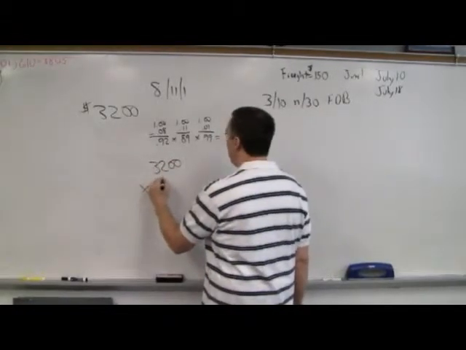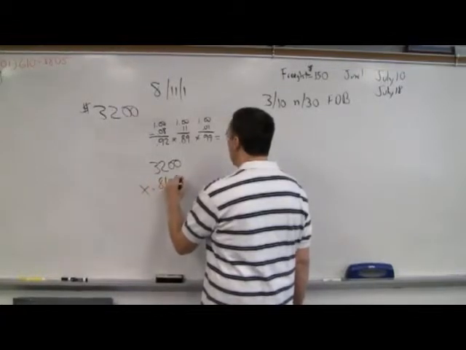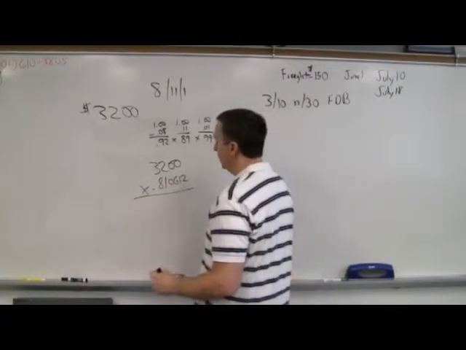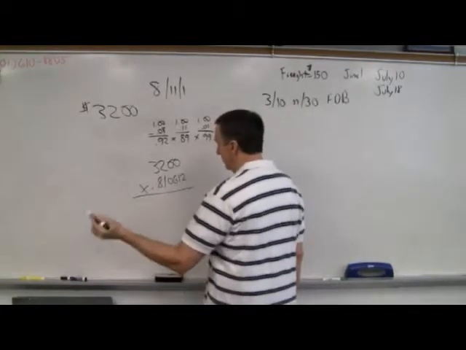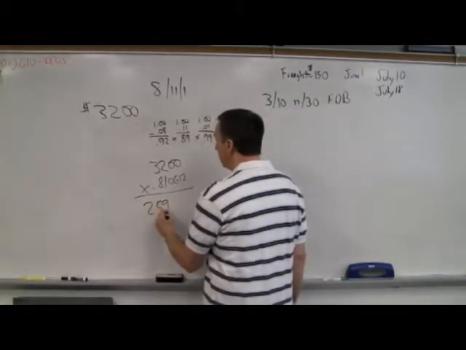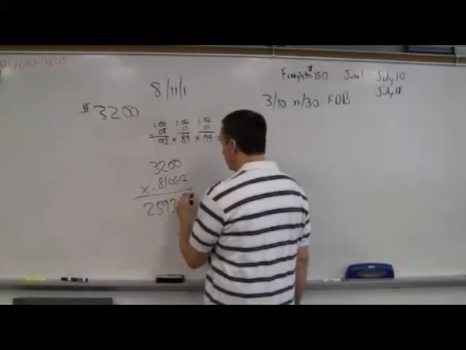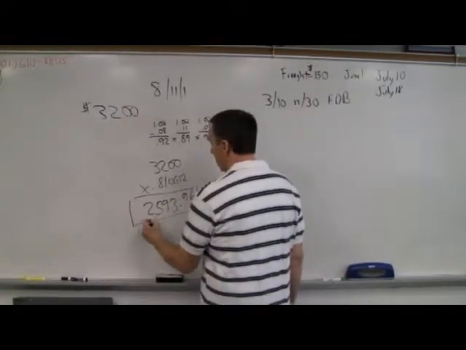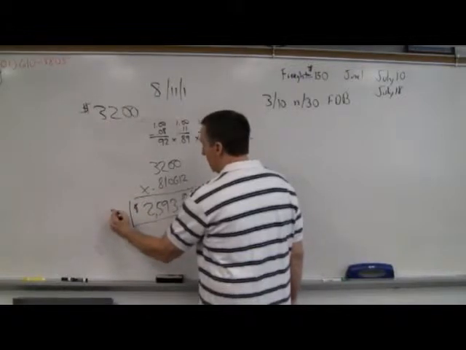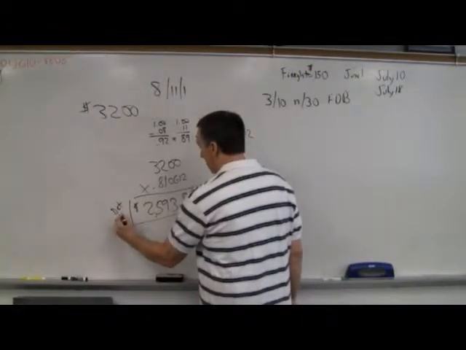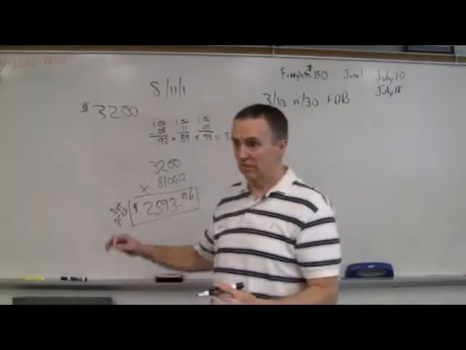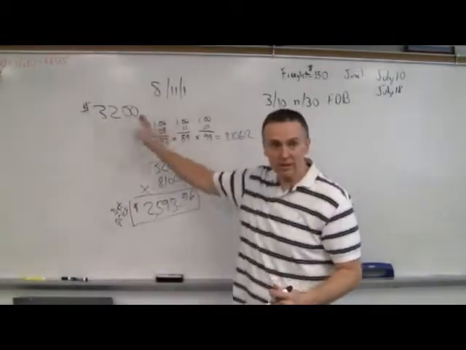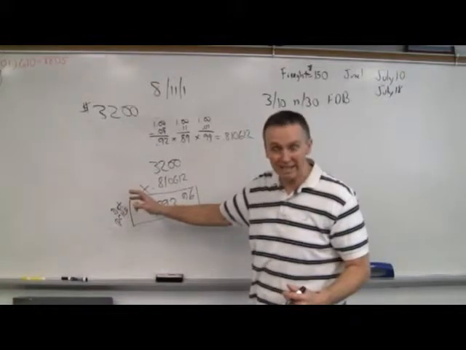We are going to pay 0.810612 for a total price of $2,593.96. Okay, that is called the net price. So far so good, right? What is this called that we've just calculated? This is called the trade discount.